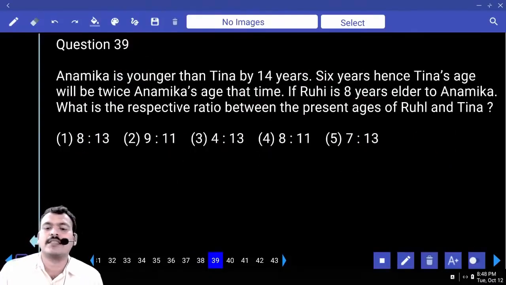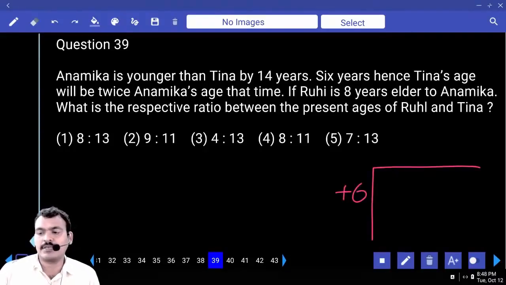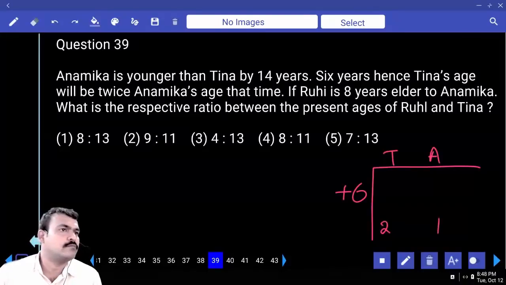Question number 39. Anamika is younger than Tina by how many years? 14 years. Simply we say the difference between Anamika and Tina is how many years? 14 years. After 6 years, Tina's age will be twice of which one? Anamika's age at that time. Means both are in future or present? Future, after 6 years, or not? After 6 years, Tina will be twice of which one? Anamika. Means Anamika is one part, Tina will be two parts, or not?